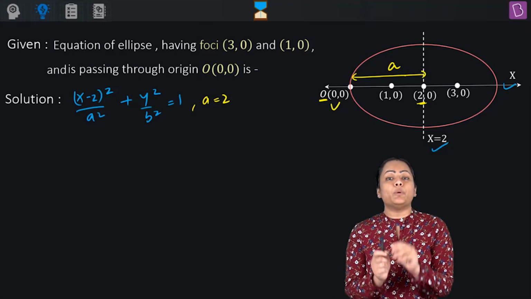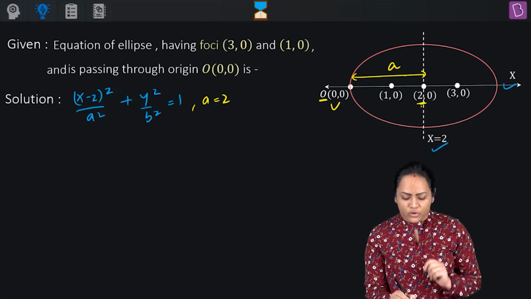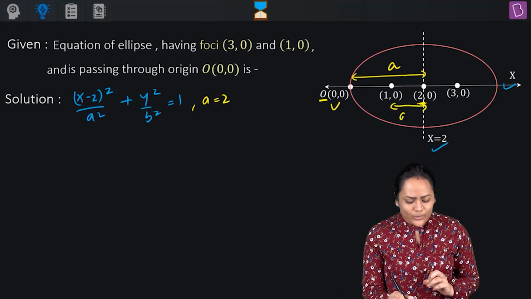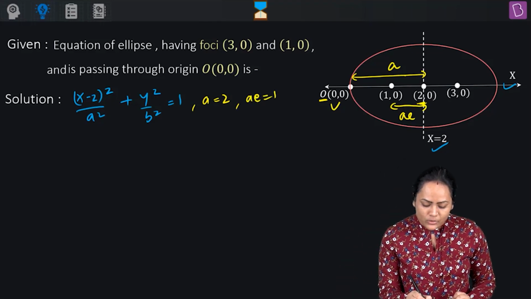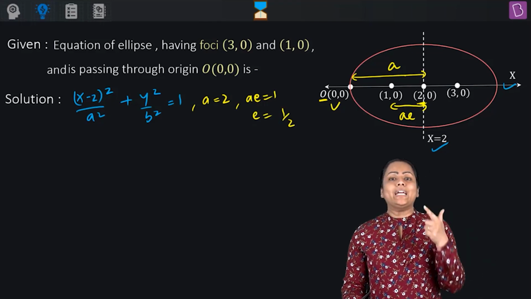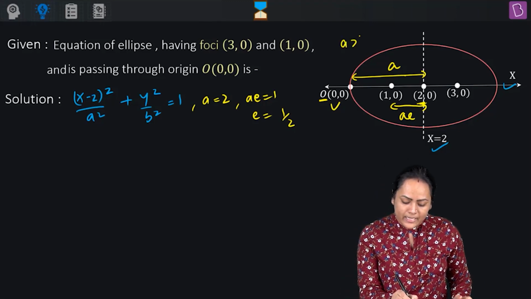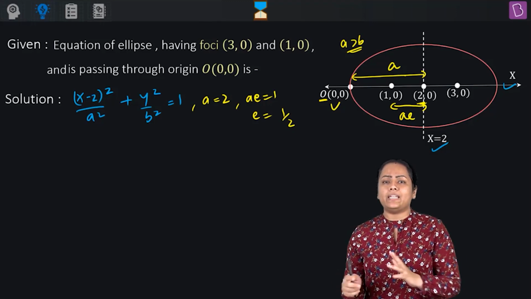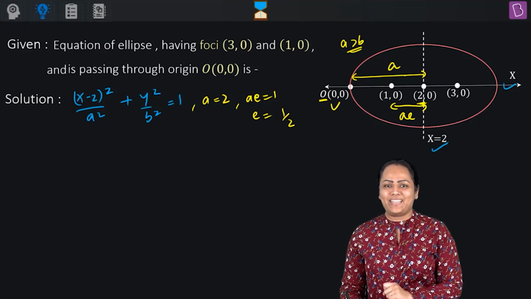Similarly, what is the distance between the center and the foci, guys? Well, the center is (2, 0), one focus is (1, 0). I can say that the distance between these 2 points is equal to ae, isn't it? So I have a as 2, I have ae as 1. So that gives me the e value as 1 by 2. I have a, I have ae, I have to find b square, and we know that a is greater than b. So what is the relation between these three, a, b and ae? Well, I can say that b square is equal to a square minus a square e square, isn't it?